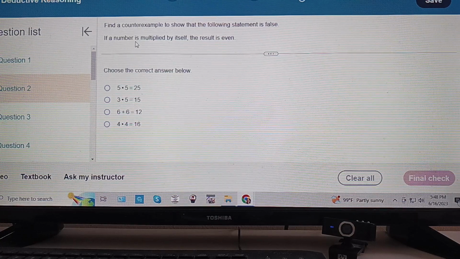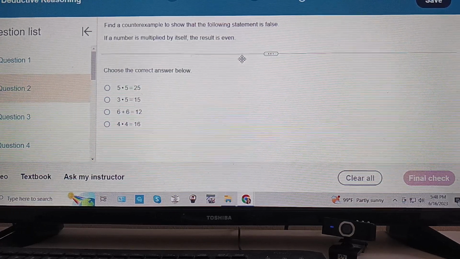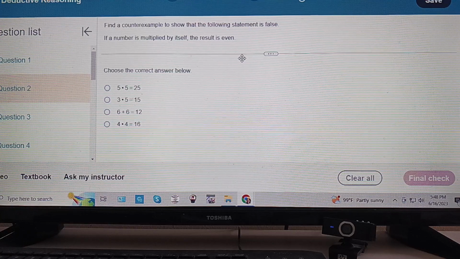Okay, so find a counterexample. If a number is multiplied by itself, the result is even. So all I need to do is find one time where two numbers multiplied together are not even. And it actually happened 2 of the 4 times here. Well, 2 of the 4 times I didn't get an even answer. There's 2 even answers here.